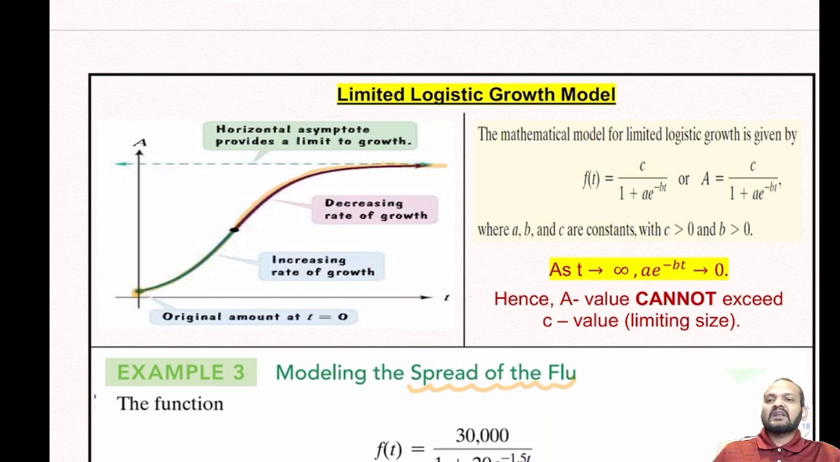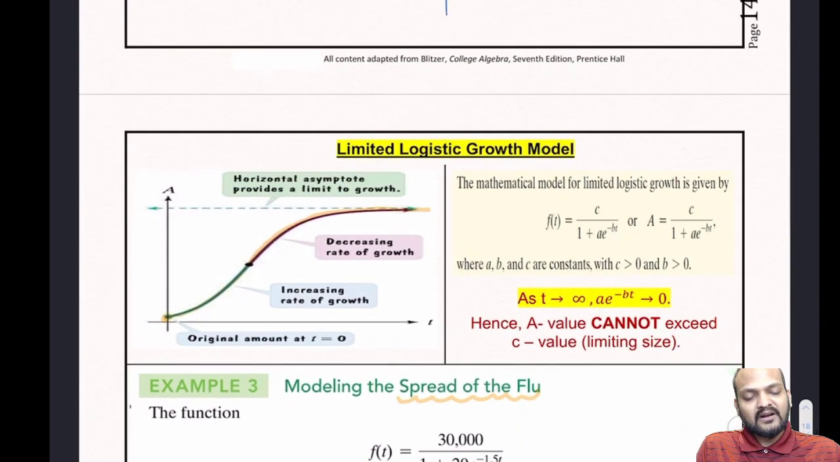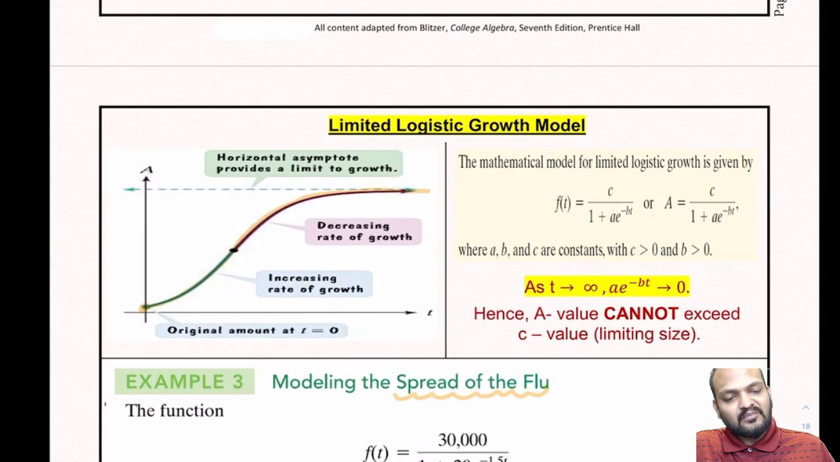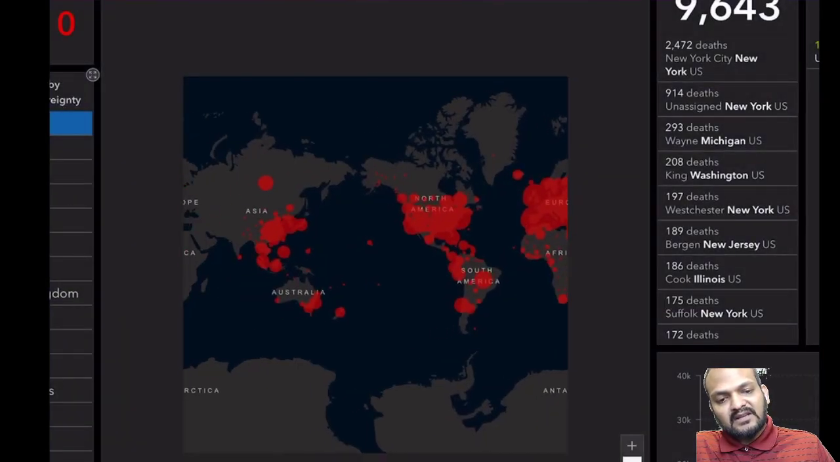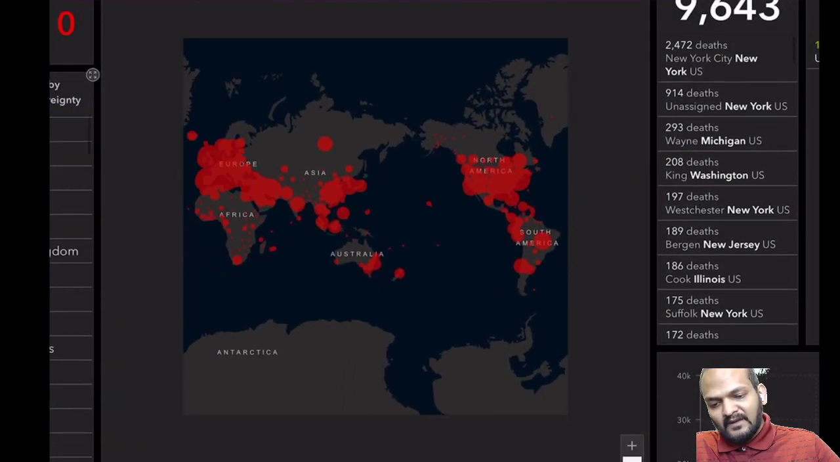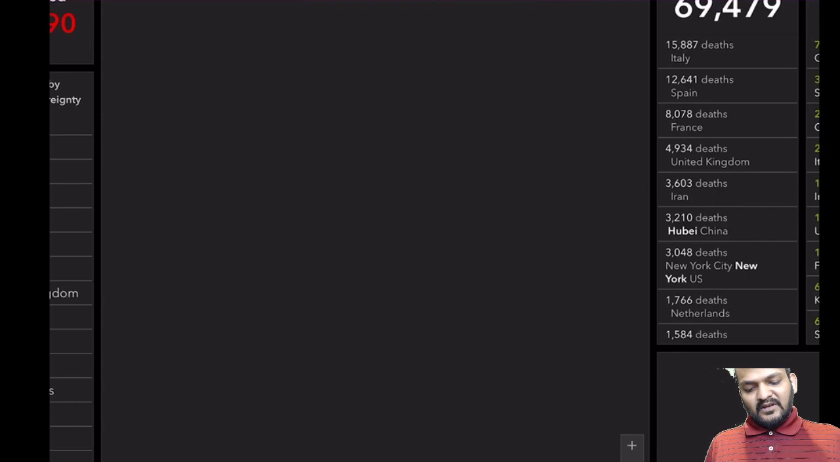It doesn't matter what kind of population it is; even our coronavirus has a very similar pattern. So for example, let's take a look at the coronavirus. Here's the data that we have as of today, as we speak right now.